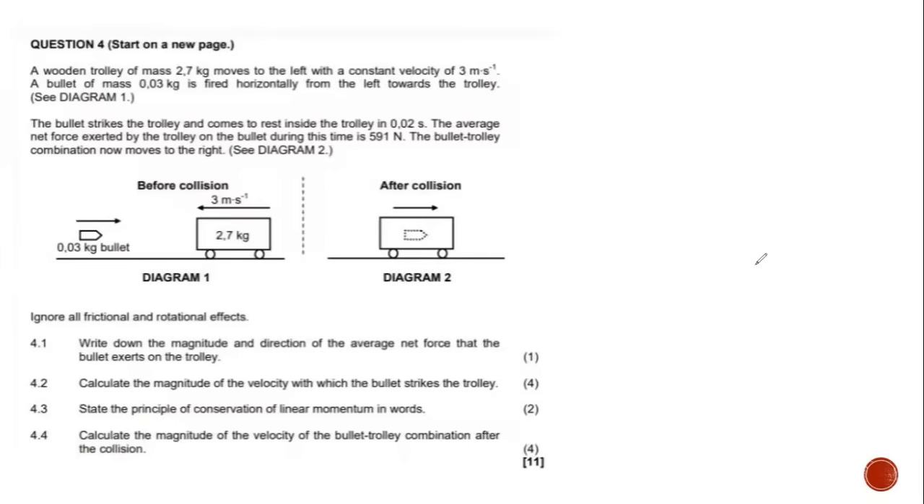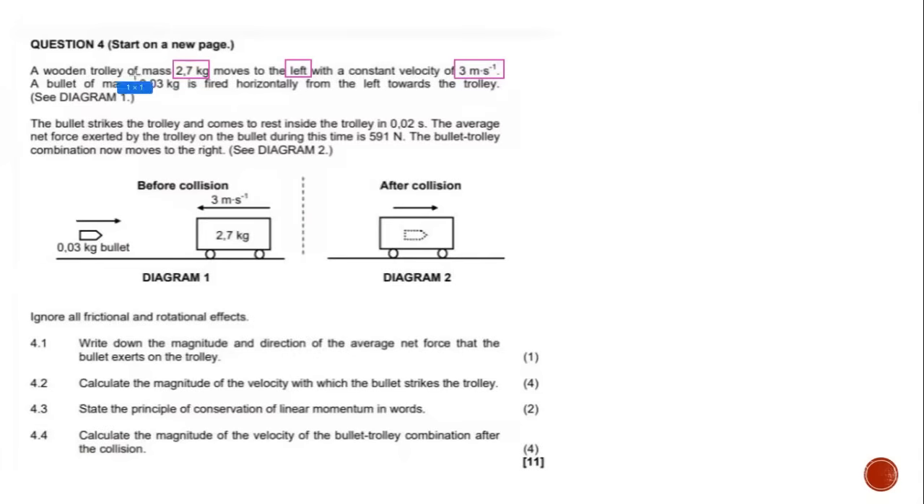Okay, so now we have question 4. It says a wooden trolley of mass 2.7 kg moves to the left with a constant velocity of 3 meters per second. So as we already know, let's highlight our data. Mass is 2.7. Direction is left, so meaning it's negative, and then with the velocity of 3 meters per second.